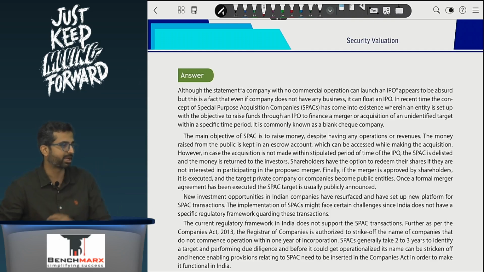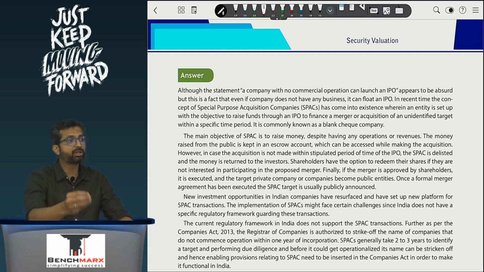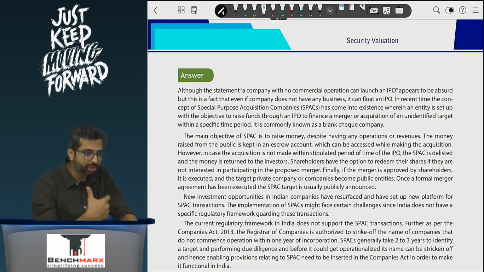Special purpose acquisition companies. Let us say I have a good knack of picking up companies, but I don't have enough money to pick up companies. So what do I do? I form a kind of shell company. I tell the world that I will do an IPO. I will raise, for example, 100 crores. For what? You give me 100 crores.